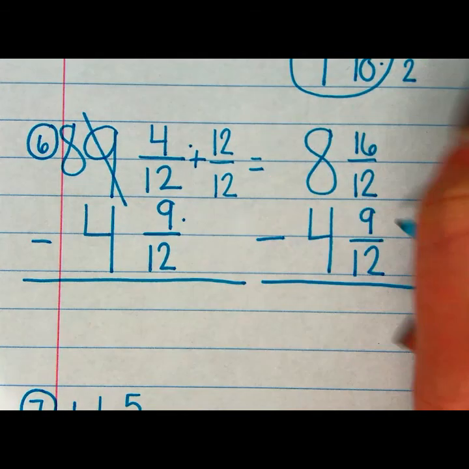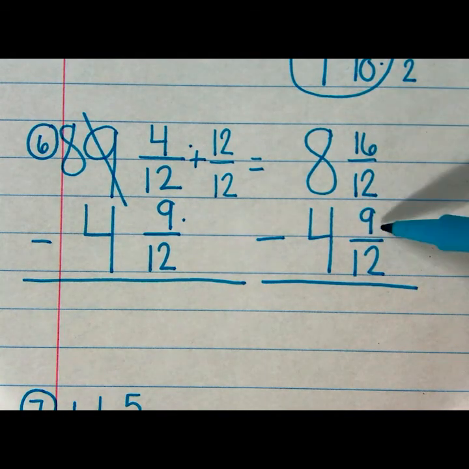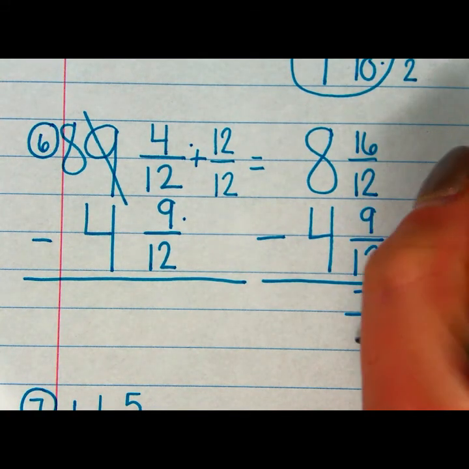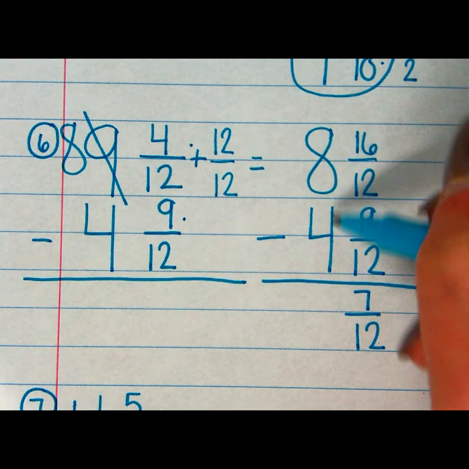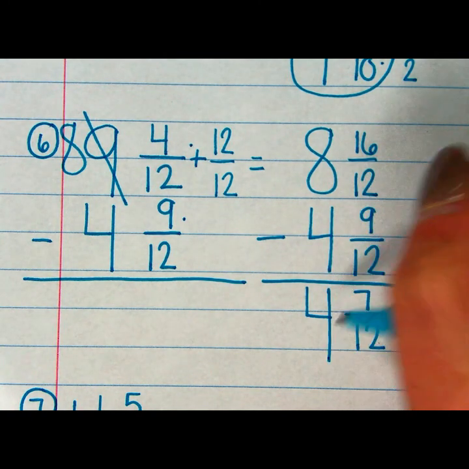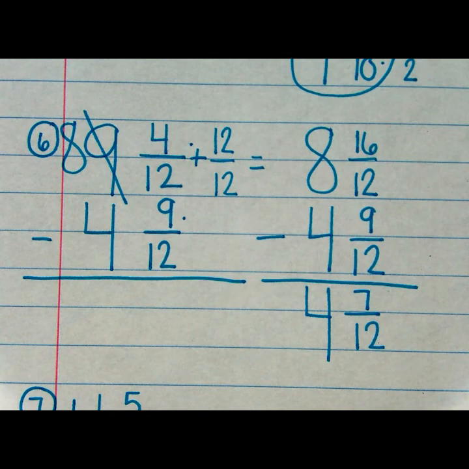I can take 9 away from 16 if I count up 9, 10, 11, 12, 13, 14, 15, 16. I'm left with 7 twelfths. When I subtract my whole numbers, 8 take away 4, I'm left with 4 and 7 twelfths.